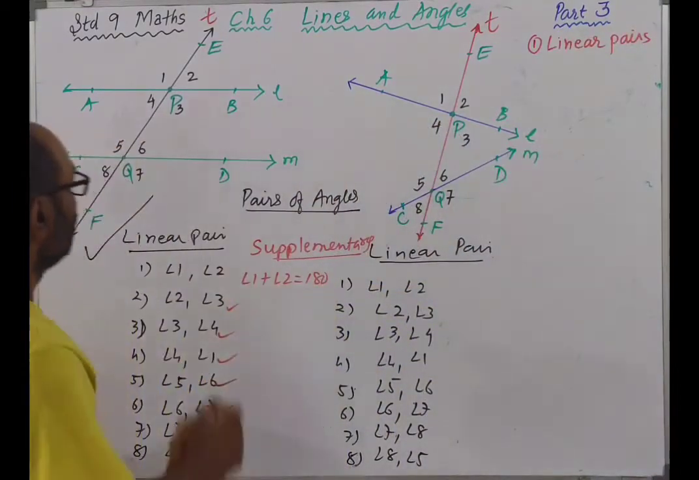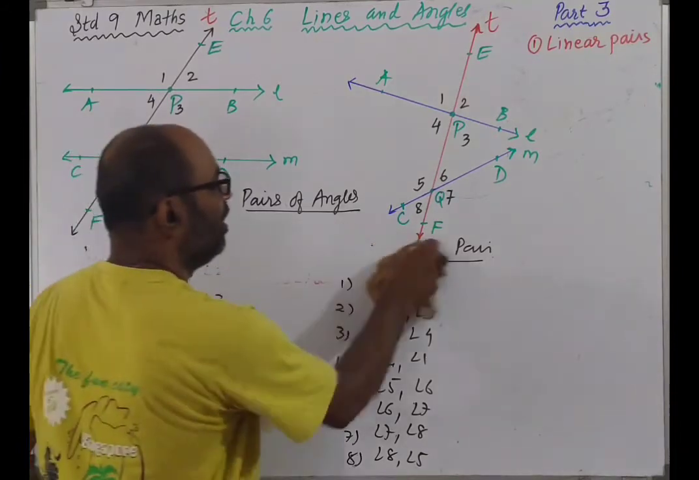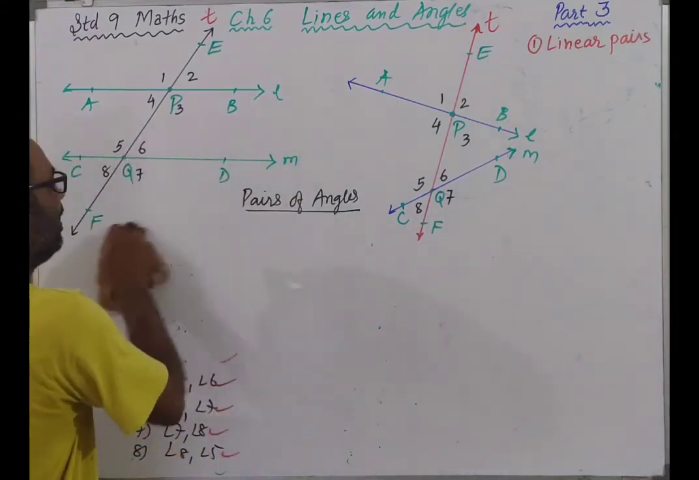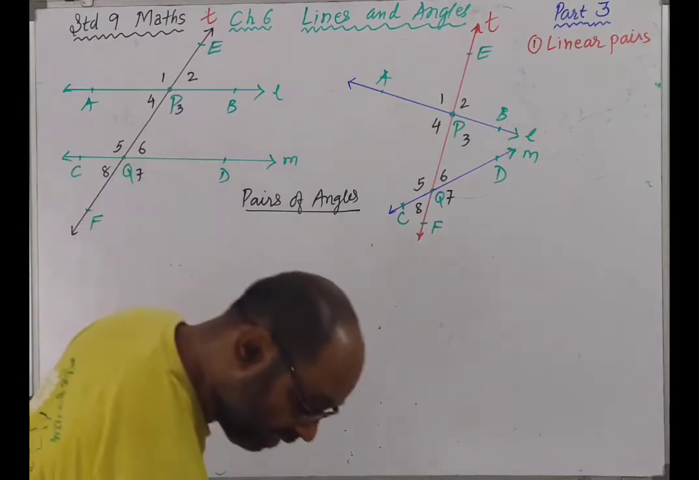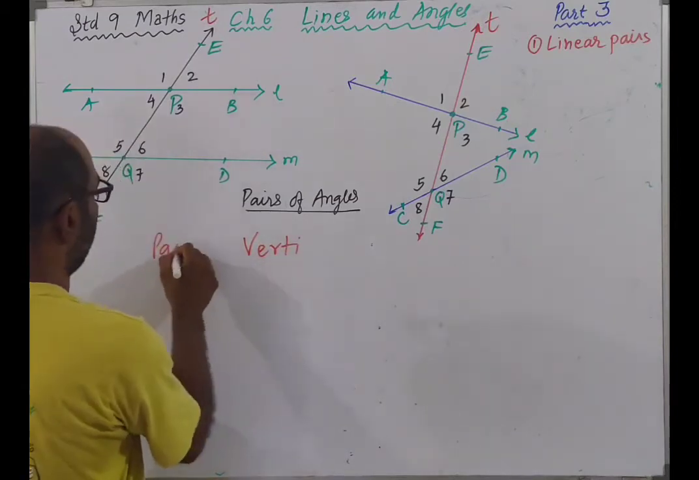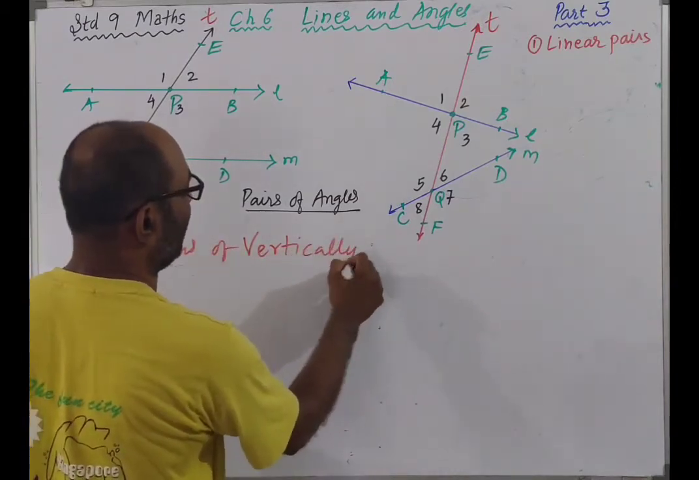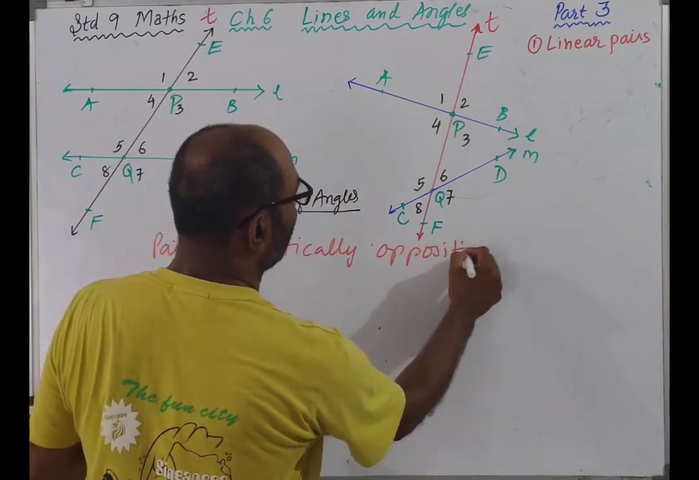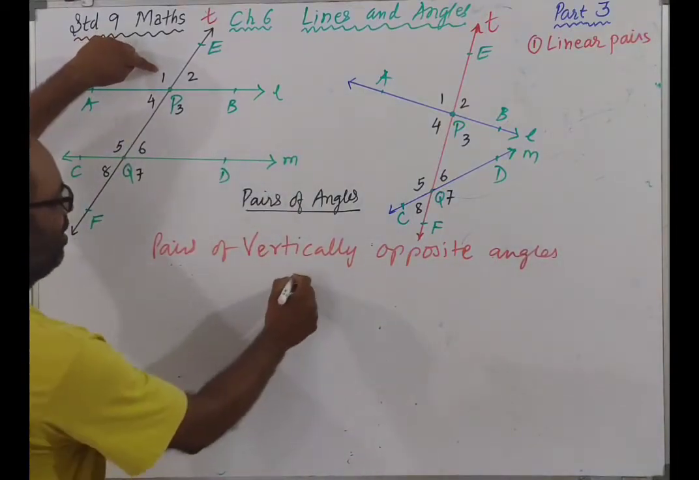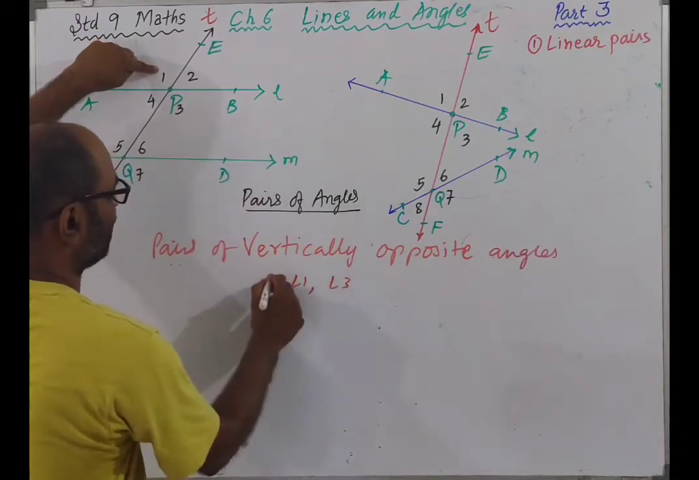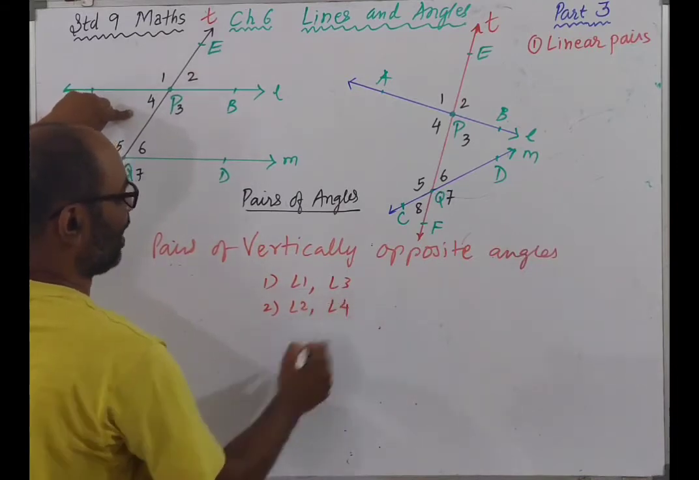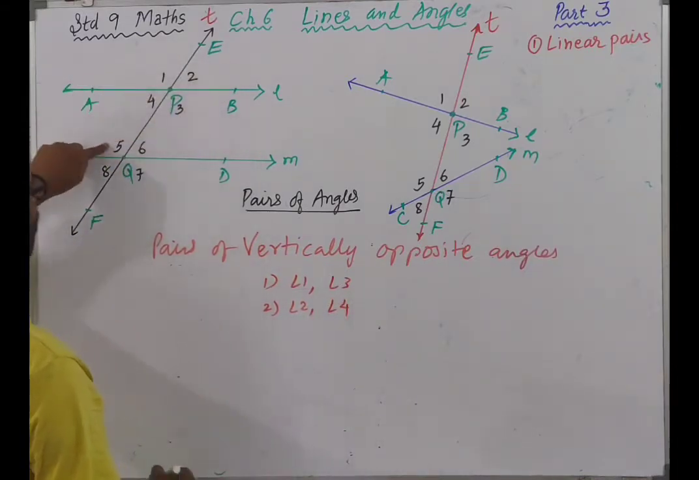Right? Moving on to the next pair of angles, that is the pair of vertically opposite angles. I'll write the same because it holds for both. Okay, children? Which angle is vertically opposite to angle 1? Angle 3. That is the first pair. Then angle 2, the vertically opposite pair is made by angle 4. So only 2 pairs here and 2 here.